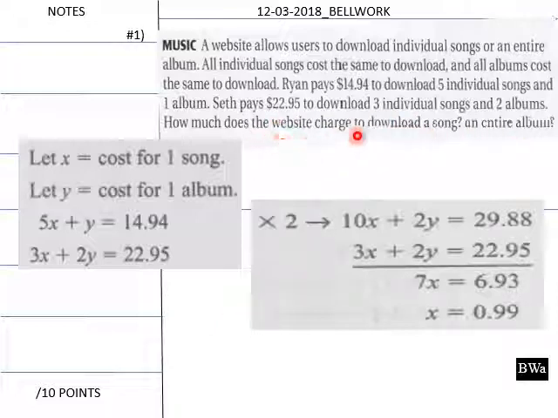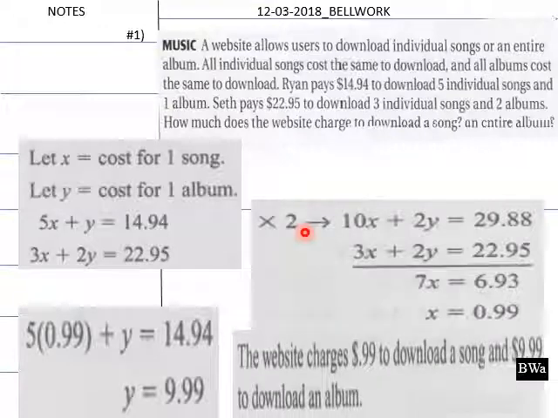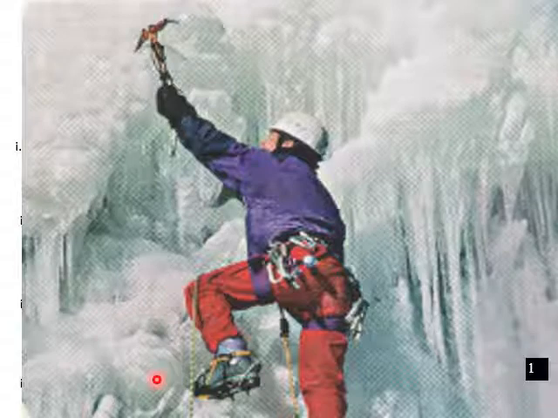So how much does a website charge to download a song, an entire album? 7x equals 693, then we have x equals 99 cents. And then 5 times 99 would be $9.99 for a 5-song record. The website charges 99 cents to download a song and $9.99 to download an album. There would be your summary of that.